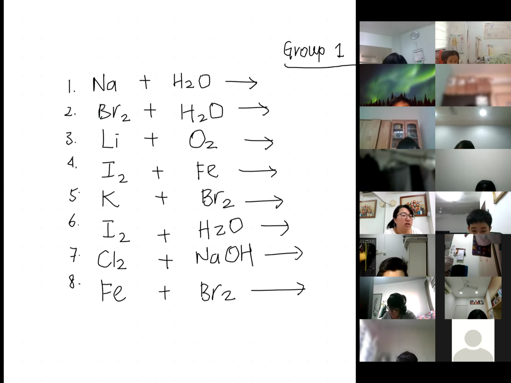A, B. Why you got a lot? Don't know. You must think it's group 1. What will happen? Group 17 is acid. What will happen? What is the 2 acid?